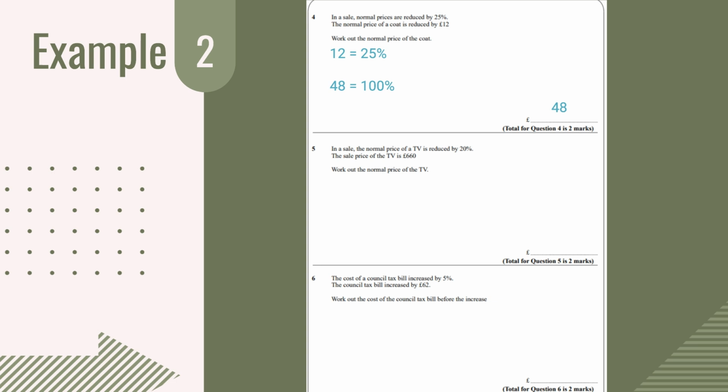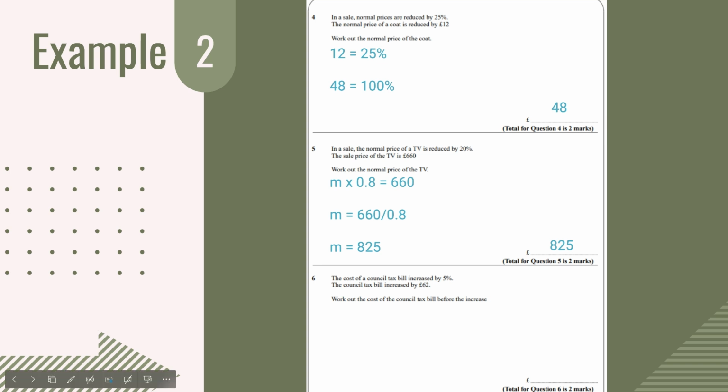So, in our second question, in a sale, the normal price of a TV is reduced by 20%. The sale price of the TV is £660. Work out the normal price of the TV. So here we do m times 0.8 equals 660, meaning m equals 660 divided by 0.8, giving m to be 825. So the normal price of the TV is £825. Don't worry if you worked it out as we did in the previous question, by saying £660 equals 80%, then divided down to 10% or 1%, then times up, because both ways work. I'm just showing you the way we'll probably do it the quickest.